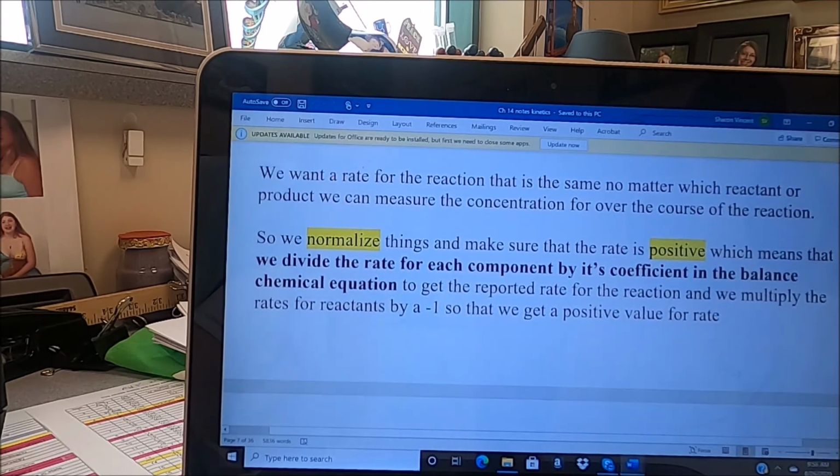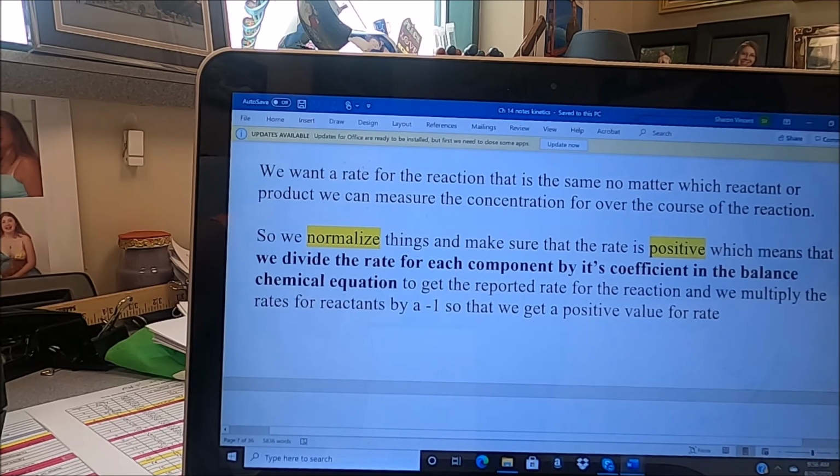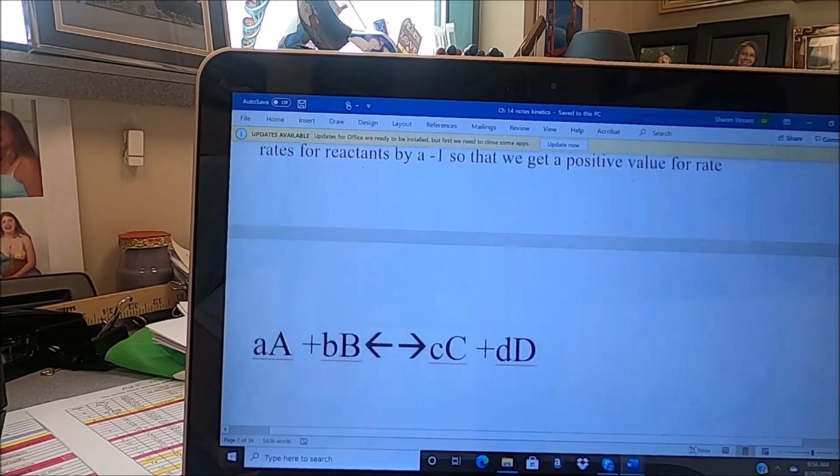So what we're going to want to do here is normalize. We want a rate that is positive, okay, and we're going to divide the rate of each component by its coefficient in the balanced chemical equation. Multiply by -1 for the reactants to make them positive, okay?